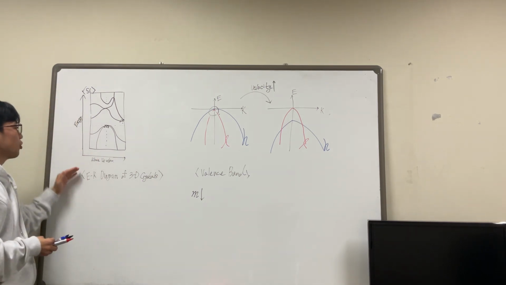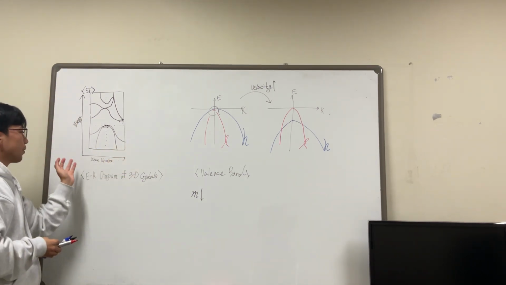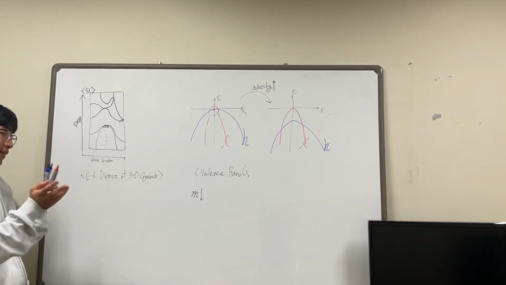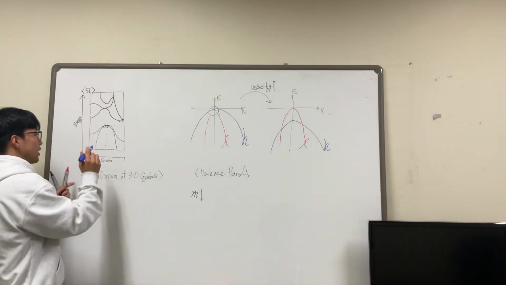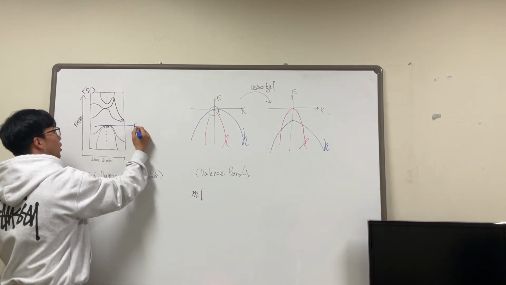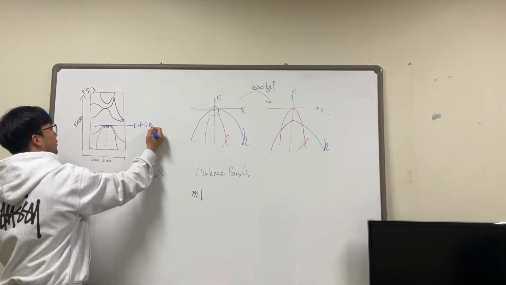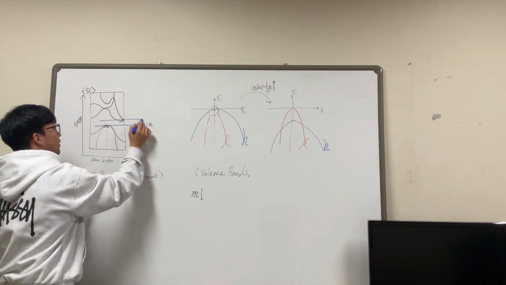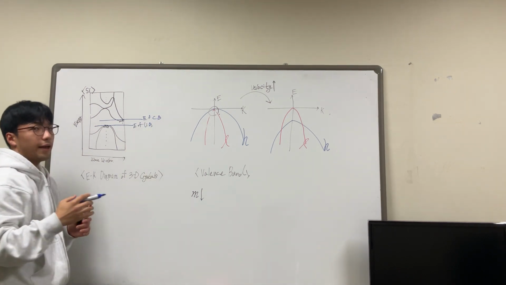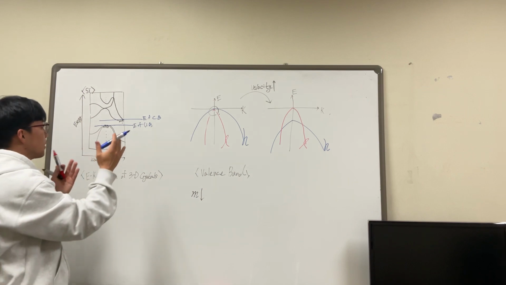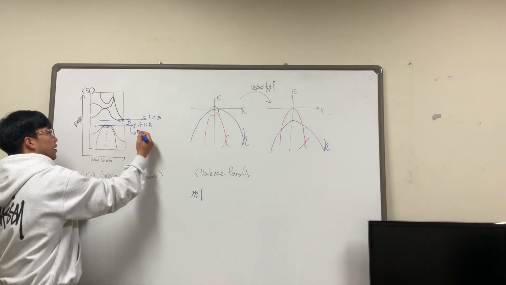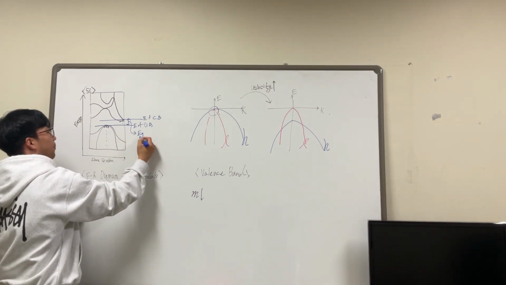The y-axis is energy and the x-axis is the wave vector k. As we learned last section, this line is the edge of the valence band, and this line is the edge of the conduction band. The difference between the two bands we call the energy gap.